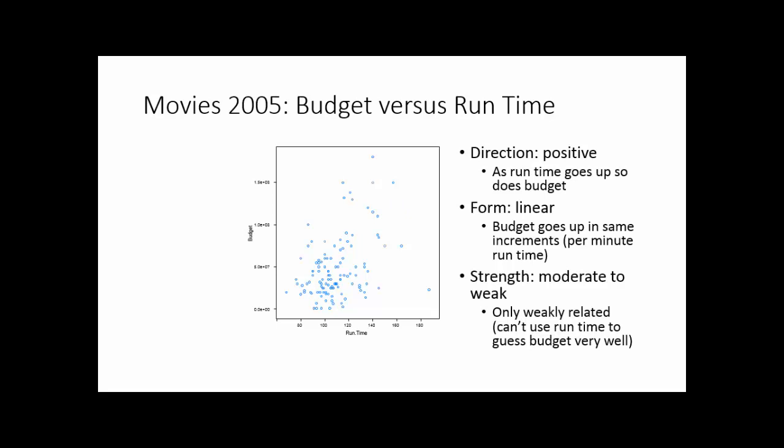Okay. Now, those are direction, form, and strength. The third thing we should mention is the outliers. Does there seem to be any points that seem to be outliers? And there is one right here, it looks like.